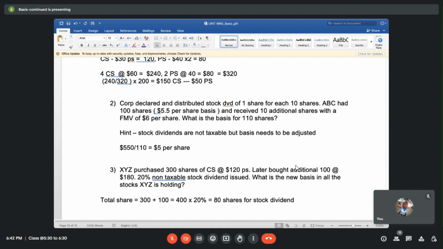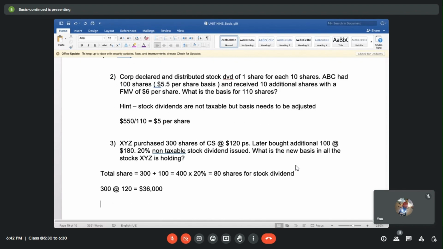So 360 shares. Earlier they were having 300 shares at the rate of 120. How much is that? 36,000. Now they have 360 shares for the same price of 36,000, correct? Because a 20% stock dividend is issued on these 300 shares. So this 300 becomes 360, but the basis remains the same. So how much is the new price?